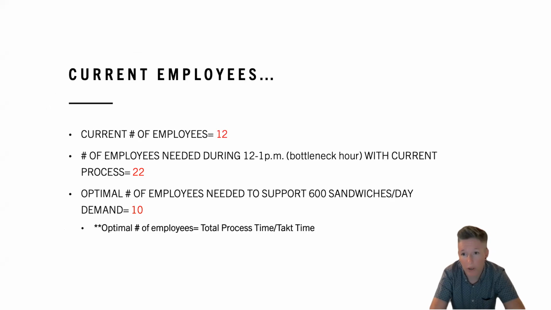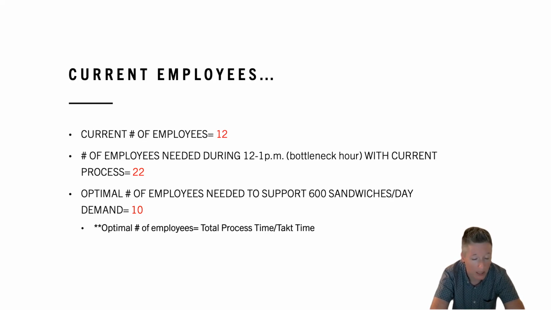My proposal for improvement consists of the following. Like I had mentioned before, currently Lean Sandwich Shop operates with 12 employees per day. During that 12 to 1 p.m. hour, that bottleneck hour where their demand is 22% of their 600, that would require 22 employees to meet that 132 sandwich demand in that hour. Obviously, we don't have enough staff for that.